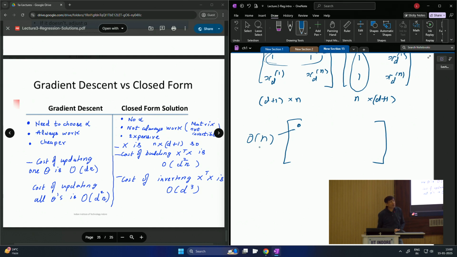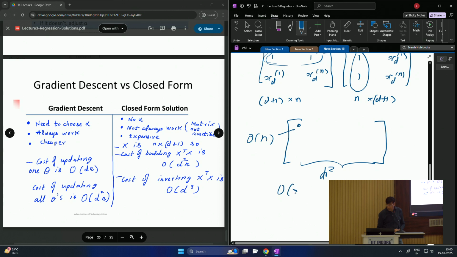So this is linear. How many elements do we have? Someone, one person, loudly. D plus 1 cross D plus 1, right? Or D square elements are there. If you ignore the 1, because D is typically much larger than 1, the number of elements here is D square. So the complexity of the whole thing is D square n. This is what I have written. The complexity of building this matrix, correct?